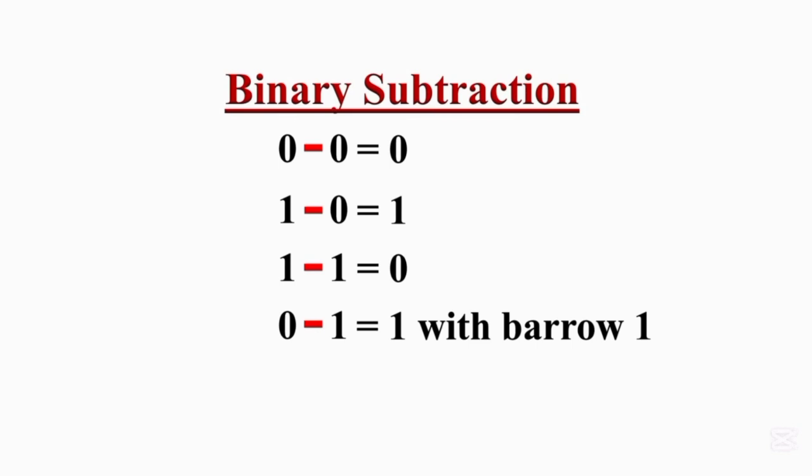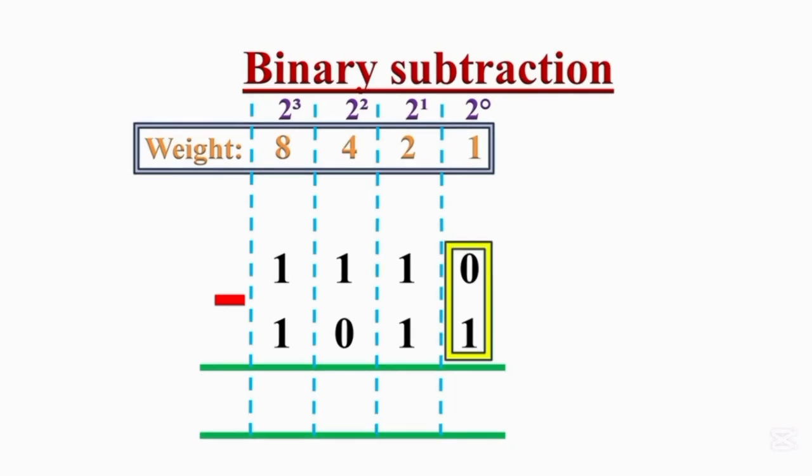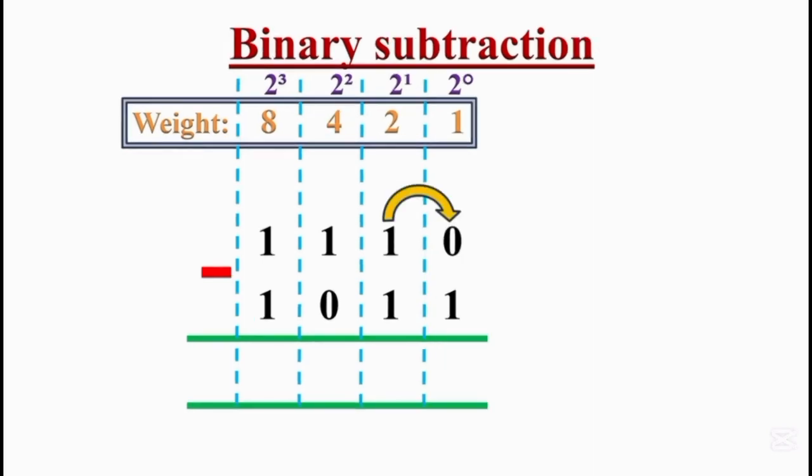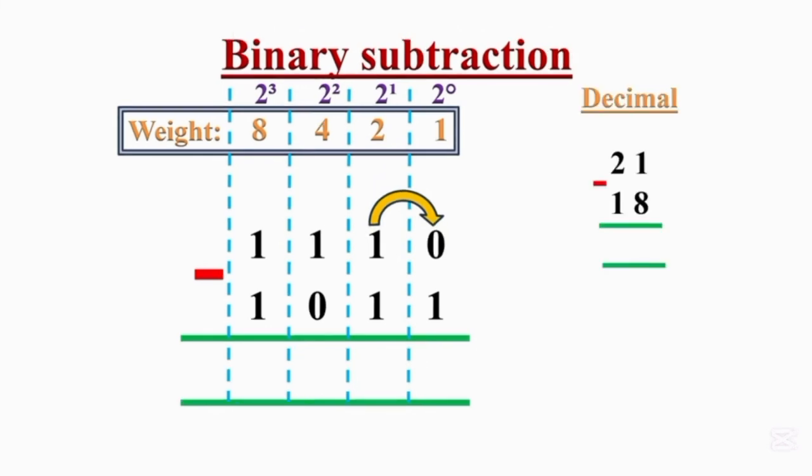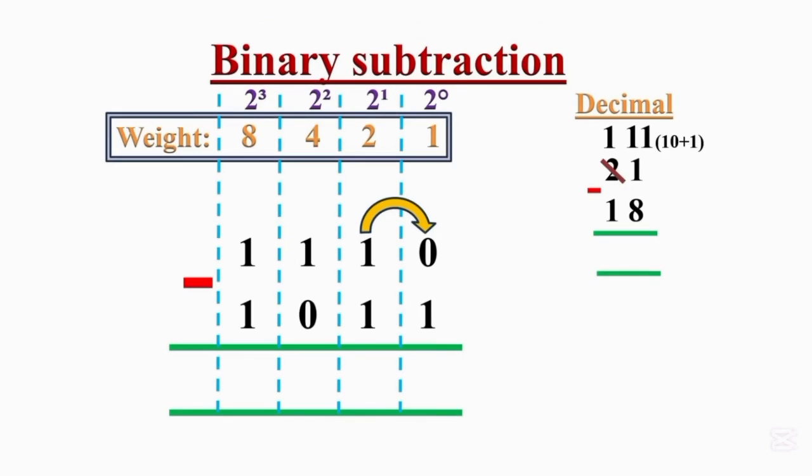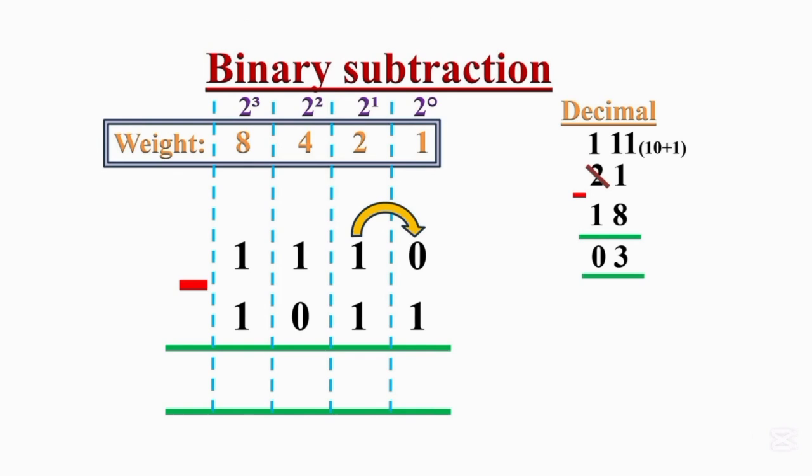Let's start our computation. Here it is 0 minus 1. Since 0 is less than 1, we need to borrow from the next column. For example, in decimal subtraction, whenever we borrow from the next column, we reduce the digit by 1 and carry this one to the right column as a value of 10, and then we do the subtraction.